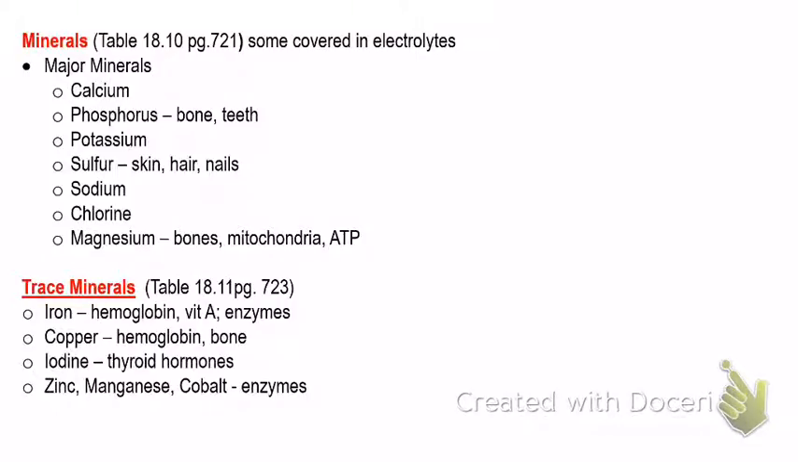Okay, different minerals are listed here, and then trace minerals would be in small amounts. So you have them just a little bit. So those are some minerals: calcium, phosphorus, potassium, sulfur, sodium, chlorine, and magnesium. And some of them have out beside them what's important. And then the trace minerals: iron, good for hemoglobin. So you just have a little bit of it, but it's real important. Copper, iodine, and zinc, magnesium, and cobalt. And they're an enzyme. So hopefully you'll be able to remember the minerals and trace minerals.